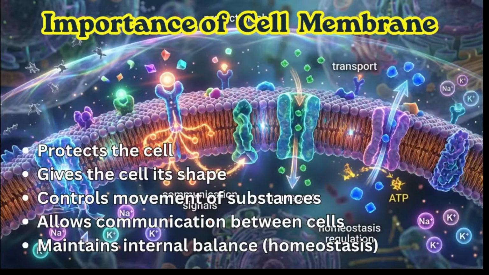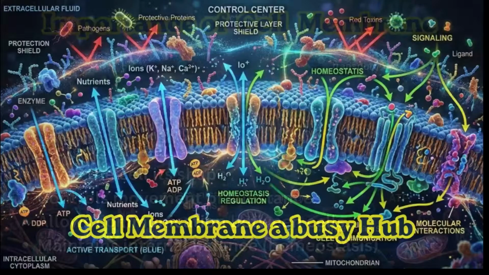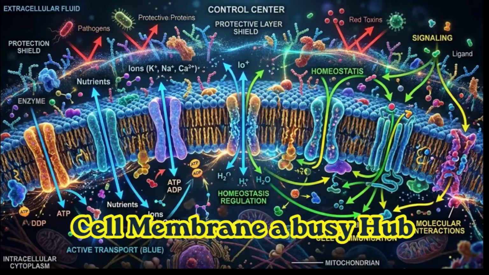Importance of the cell membrane. The cell membrane performs several vital functions. Number one, it protects the cell. Number two, it gives the cell its shape. Number three, it controls movement of substances. Number four, it allows communication between cells. And number five, it maintains internal balance, that is homeostasis, in the cell. Here we can see that the cell membrane is a busy hub. Many of its functions are going on at the same time inside the cells.